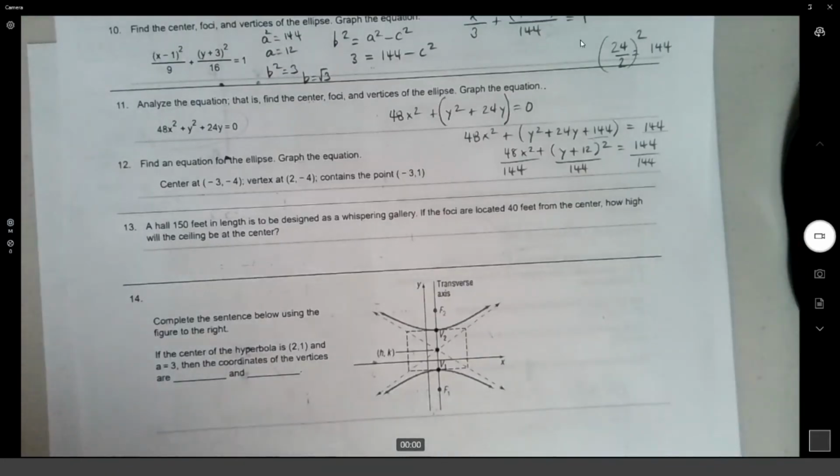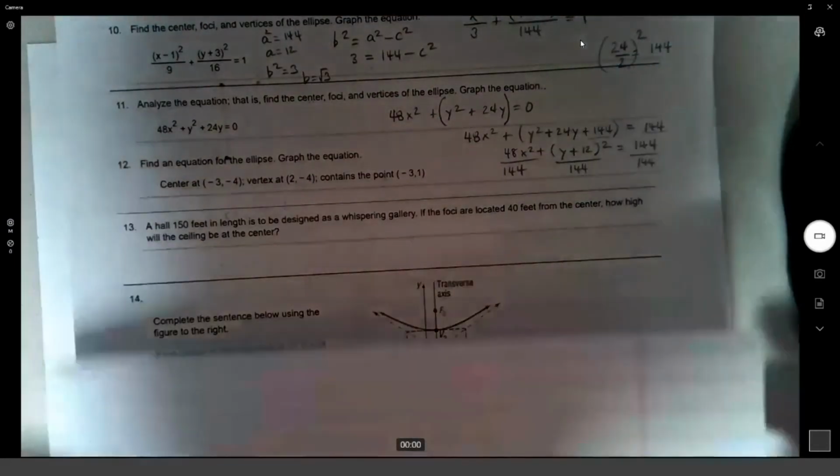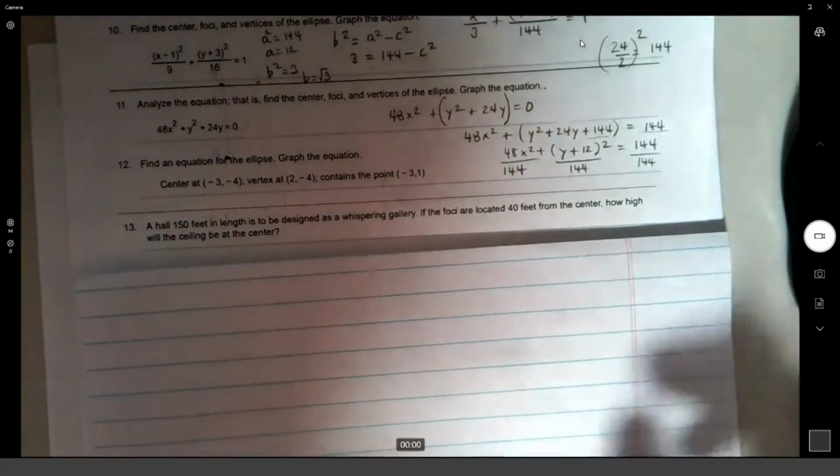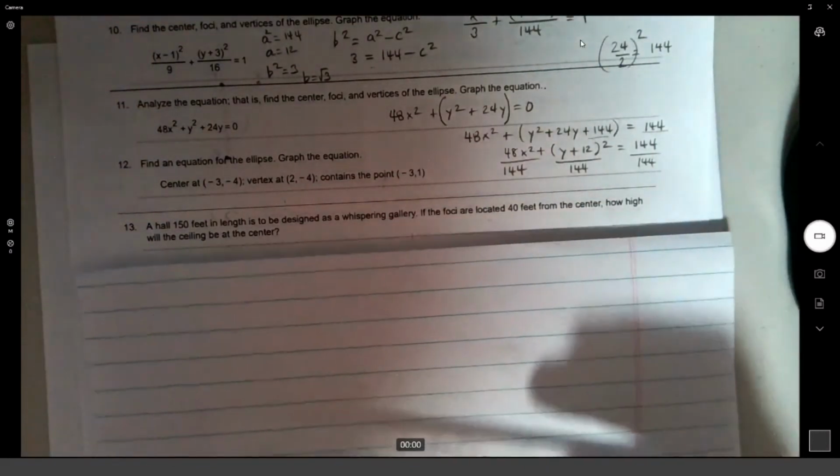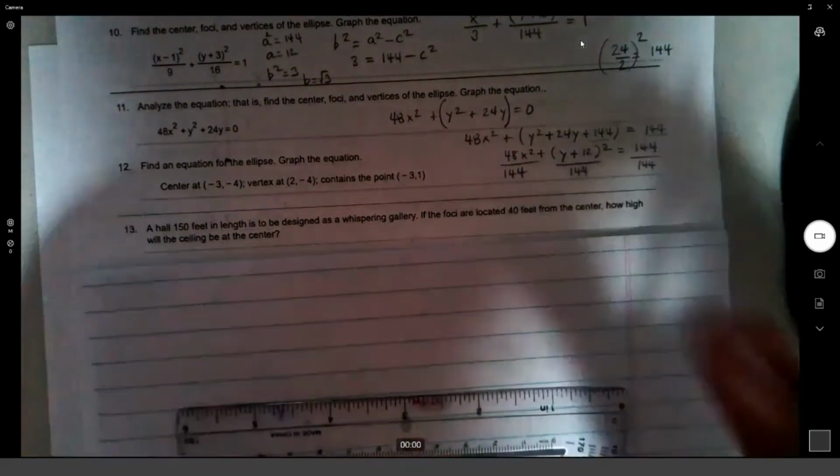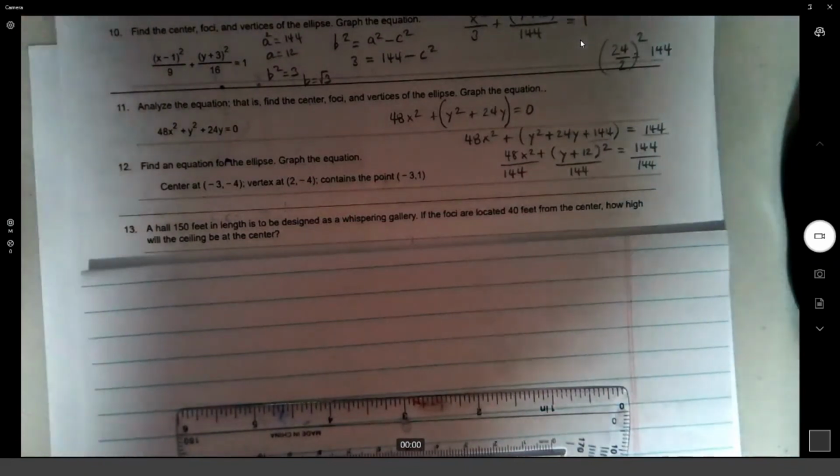A hall 150 feet in length is to be designed as a whispering gallery. If the foci are located 40 feet from the center, how high will the ceiling be at the center? Similar situation here. A whispering gallery is a gallery in the shape of an upper half ellipse.